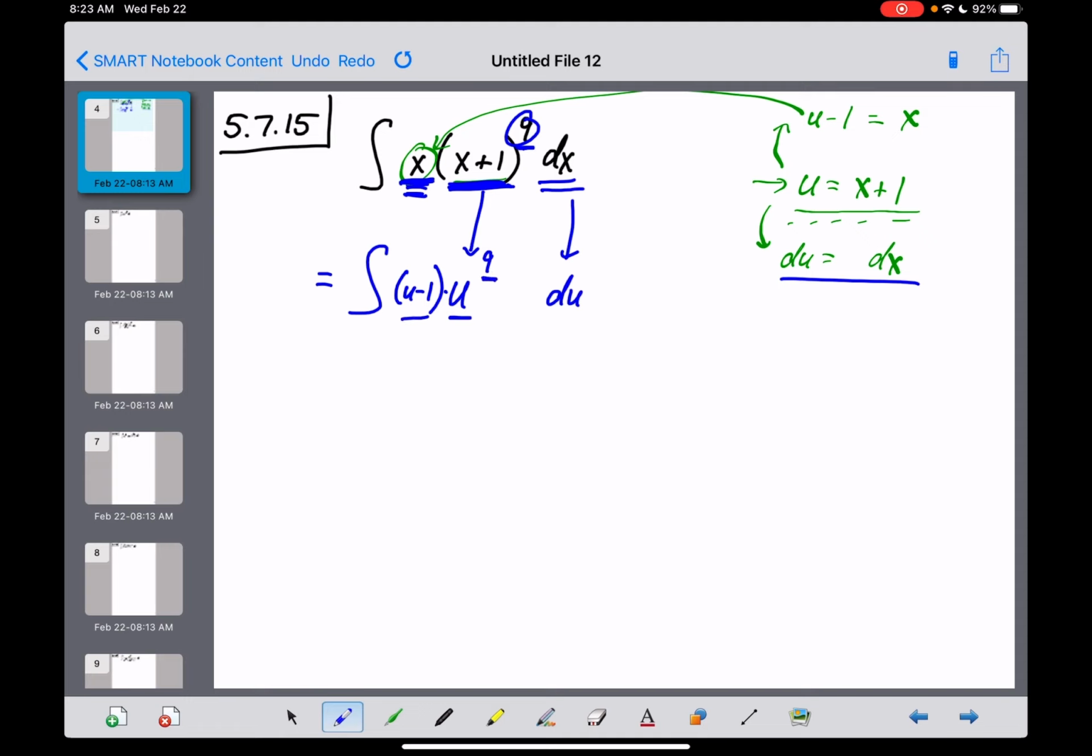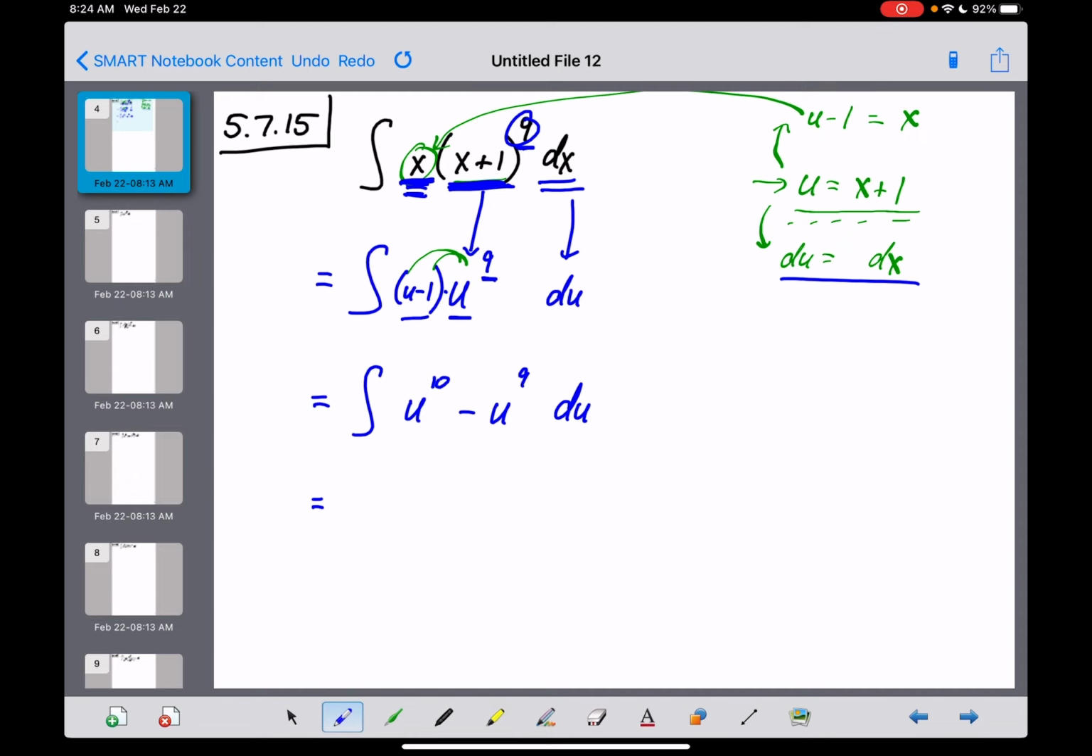Now, it doesn't seem like much, but why is it important? Because we can now distribute the u to the 9th into that binomial, and we can rewrite this integrand in expanded form without any parentheses. So the u to the 9th times u is going to give us u to the 10th, and then minus a u to the 9th, all taken with respect to u. So now with that expanded form, we're simply reversing the power rule on each of these two individual terms, and this antiderivative isn't going to be difficult to come up with at all.